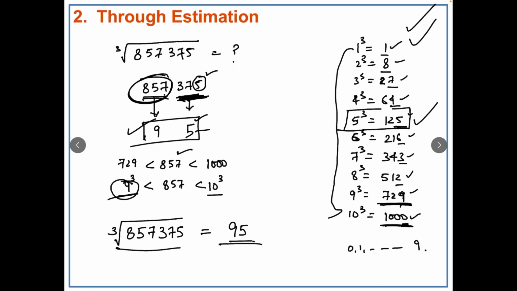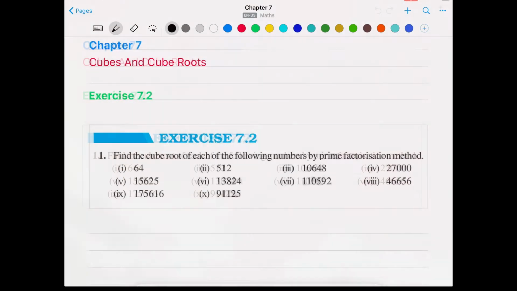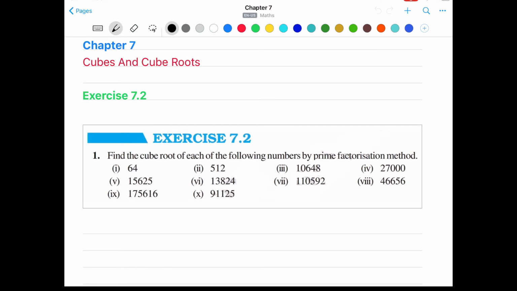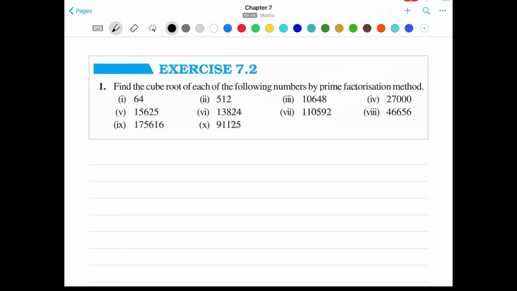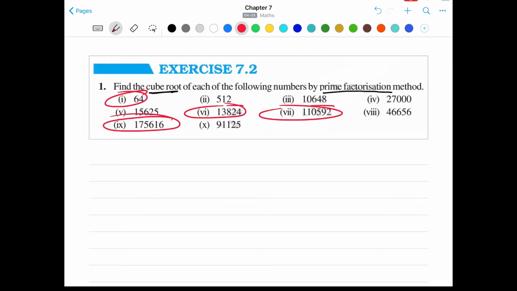Okay, so now let's move to exercise 7.2 of the NCERT textbook. We have chapter 7, cubes and cube roots, and exercise 7.2. This exercise in total has only 3 questions. We'll do all the questions in this particular session. So the first one is: find the cube root of each of the following numbers by the prime factorization method. So what we have to do is find the cube root, and we have to use the particular method, the prime factorization method. In this question I'm going to do only 4 parts, that is part 1 and let's say parts 6, 7 and 9. The rest will be done by you.